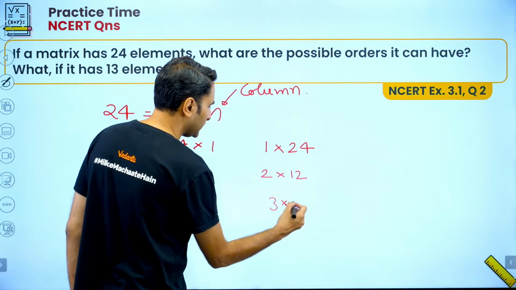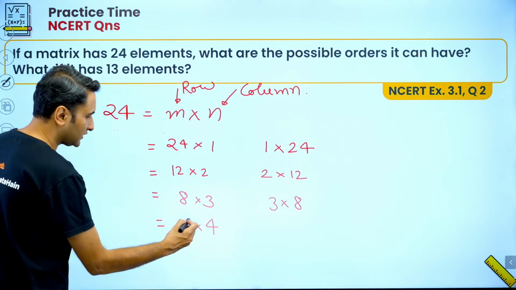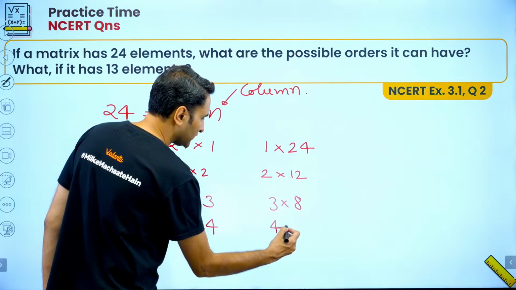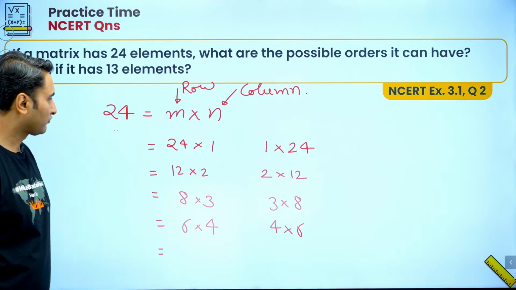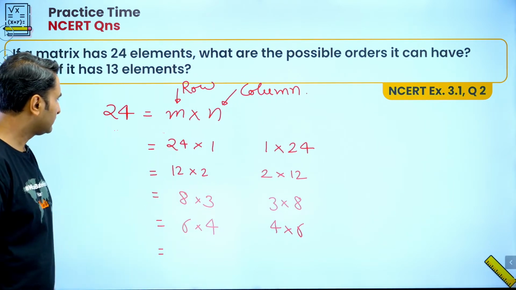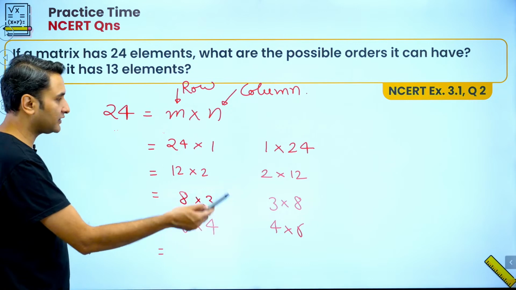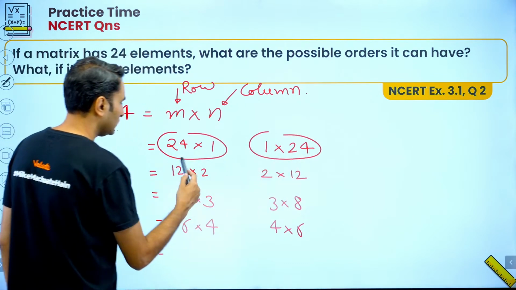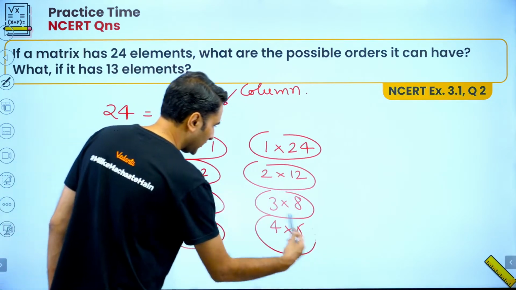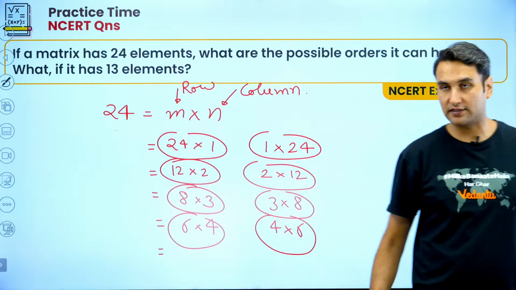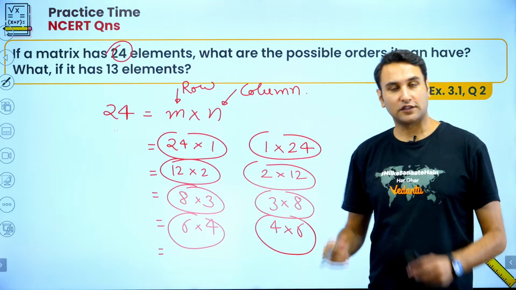So this should be 3 into 8 as well. Then 4. What's multiplied by 4 gives you 24? 6. So 4 into 6 as well, right? What else is there? 1, 2, 3, 4, 5 is not there. 6 we have already taken, that's it. These are the possibilities. How many possibilities are there? 1, 2, 3, 4, 5, 6, 7, 8. There are these 8 possible ways in which you can represent 24 elements in the form of a matrix.